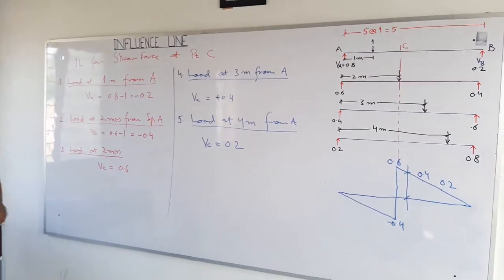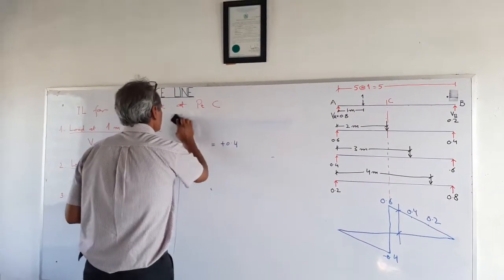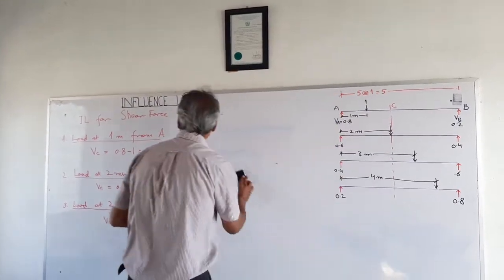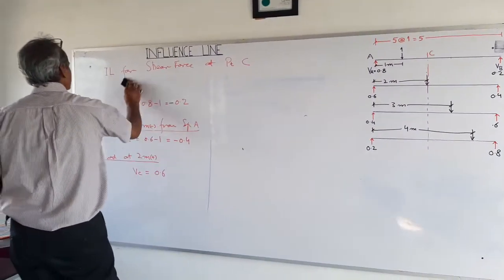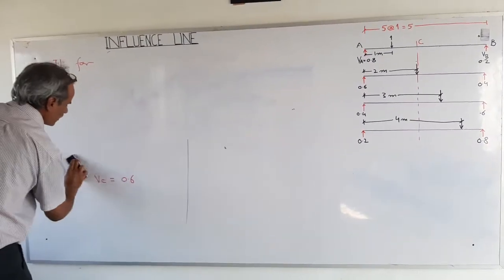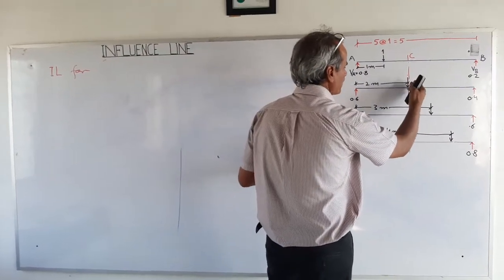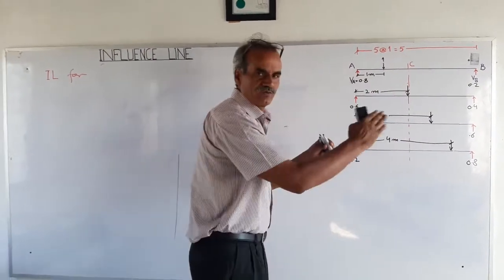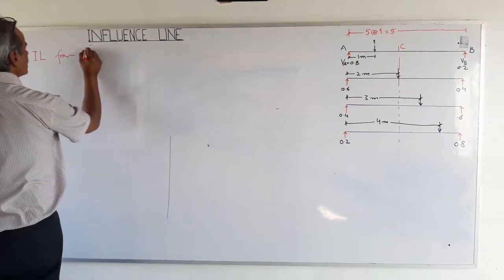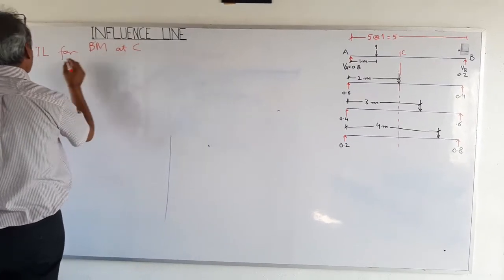Now we move to the third response function, and that is the influence line for the same case for bending moment or flexure. Influence line for flexure at C, that is, how our bending moment will vary at section C due to the unit moving load. So, influence line for bending moment at C.